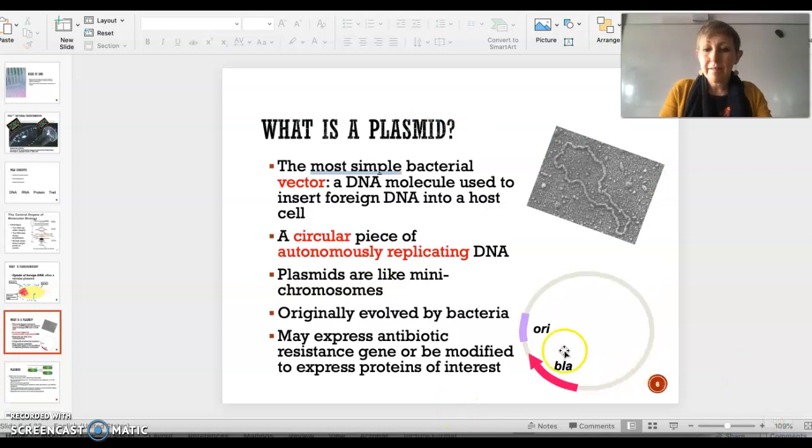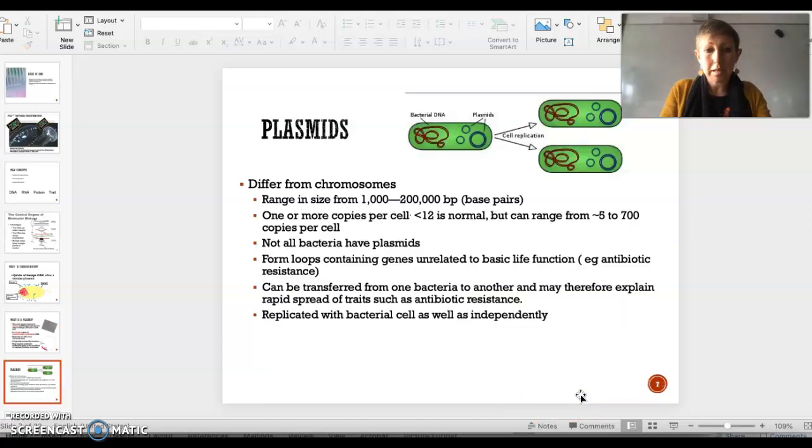Antibiotic resistance is a very common gene to have on a plasmid, and we'll be using that today to determine whether or not the organism has taken up the plasmid.